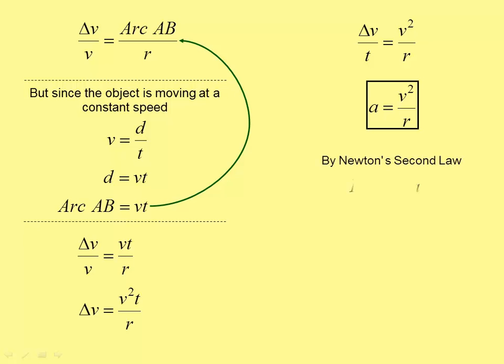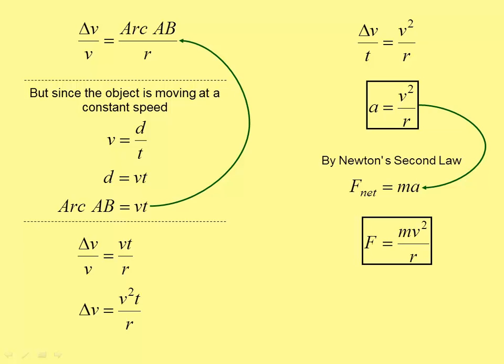And since Newton's second law says net force equals ma, substitute that in, and the net force acting on an object moving in a circle at a constant speed must be equal to its mass times the speed squared divided by the radius. And that, of course, is exactly what we found in the lab.